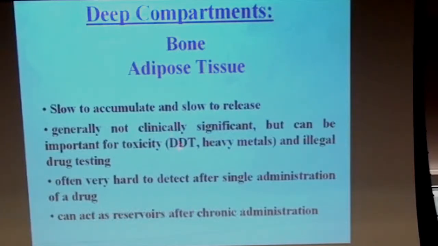Famous example, DDT. This is an insecticide that is so lipophilic that it'll accumulate in the fat of mammals or any other animal and then accumulate up the food chain, because it just never comes out of the fat. The only time it ever comes out of the fat is when you starve. Or heavy metals are really famous for depositing in bone instead of calcium. So these are deep compartments.